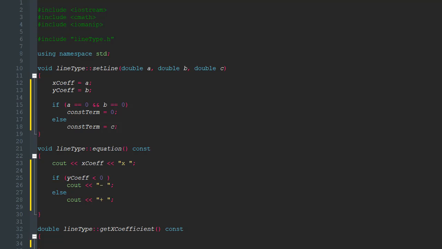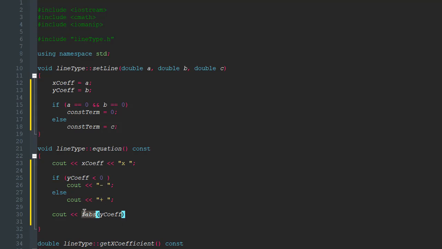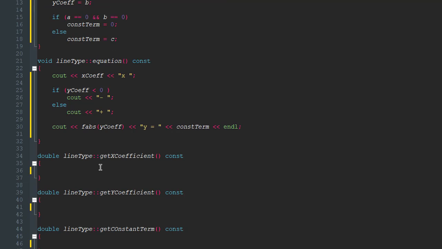The next thing we're going to do is print out the absolute value of the y coefficient, because if it's negative, we already have the negative sign there, so we don't need double negatives. And then all we need to do is write in y is equal to the constant term. And from there, we can see that we are done with our equation function, which prints out the equation.